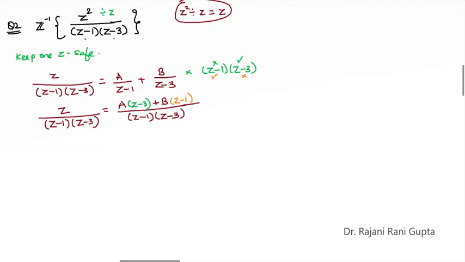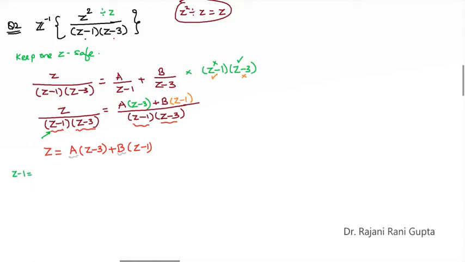Okay, so now to simplify it further, we can see that the denominators are the same on both sides. So it is possible only when the numerators are equal, which gives us Z is equal to A times Z minus 3 plus B times Z minus 1. Now there are two constants A and B whose values we need to determine. For that we will make use of the values of Z. So again we substitute two different values of Z. To make the calculation easy, we select the values from the denominator.